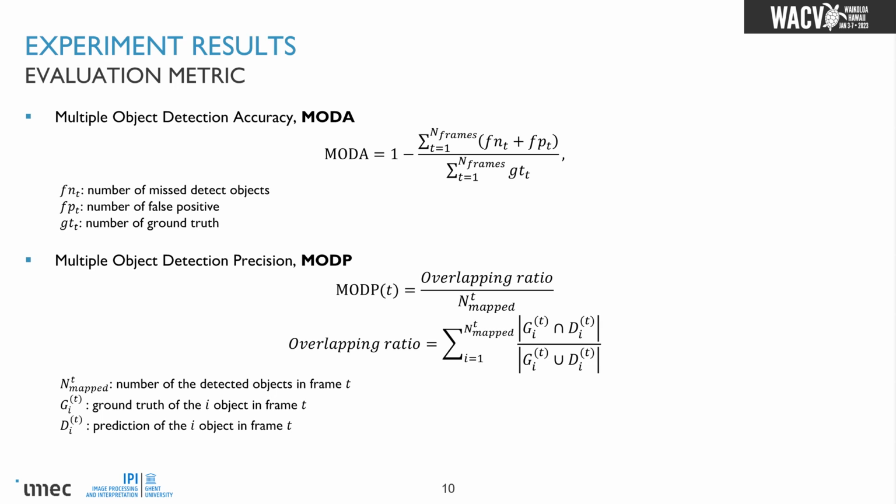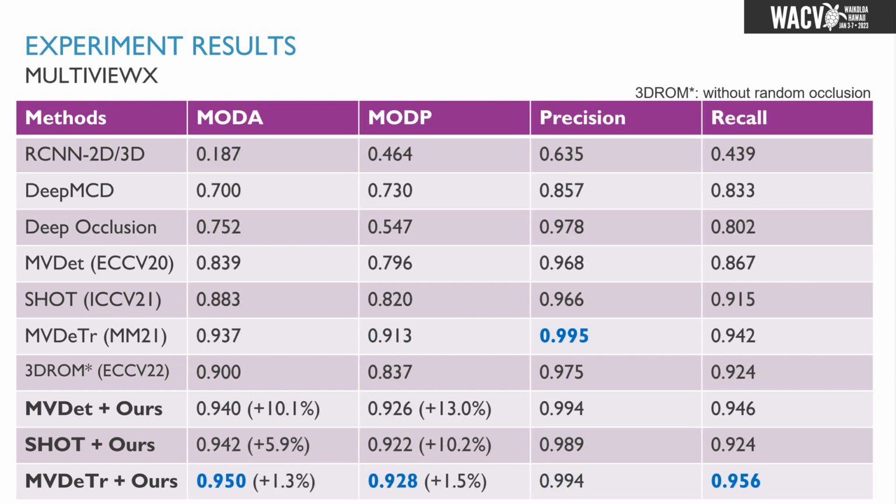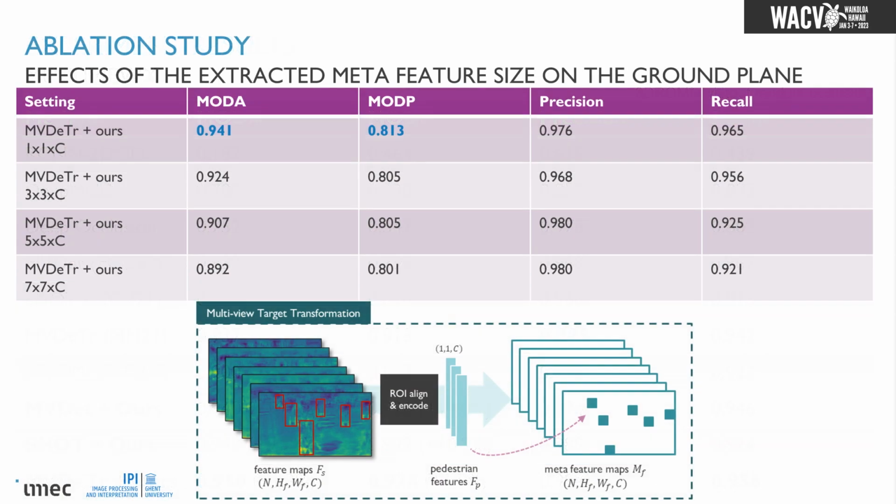In the experiment part, we follow the previous methods to use MODA and MODP to measure the performance. We apply our module on 3 different state-of-the-art methods to compare the performance. On the Wildtrack dataset, we can see that our proposed module can achieve better performance in most cases. And on another dataset, MultiviewX, our method can still improve the baseline methods.